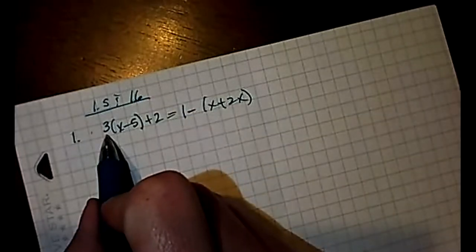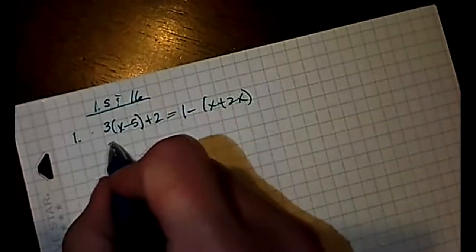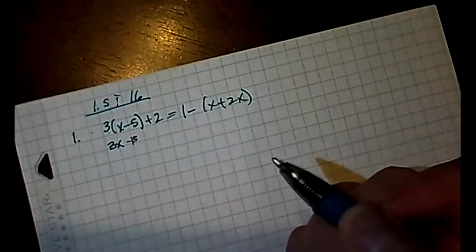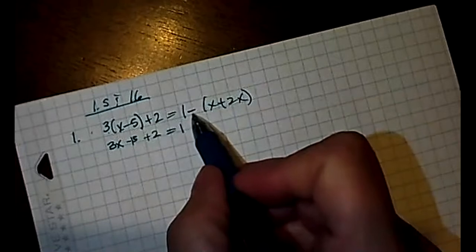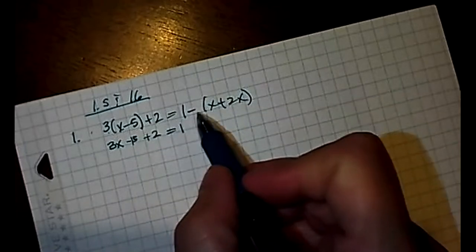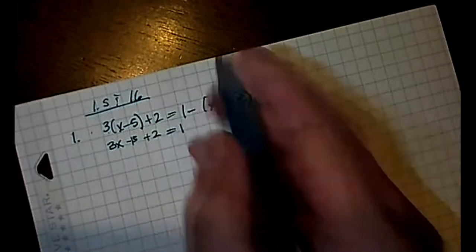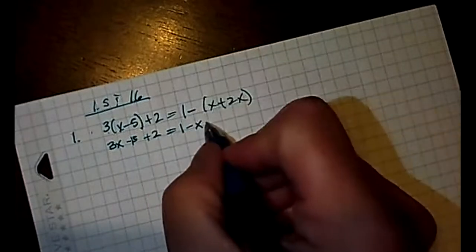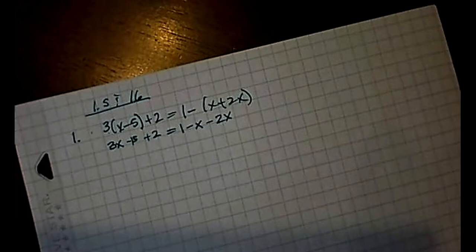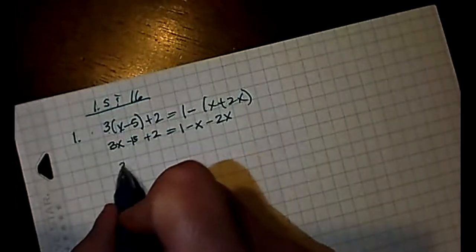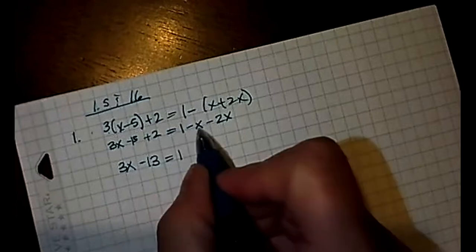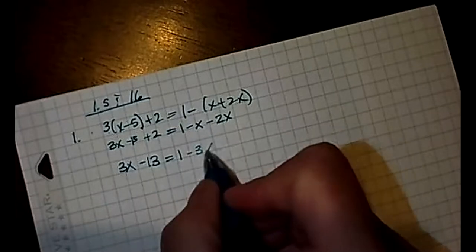So right here, we want to distribute the 3 through. So we're going to have 3x, 3 times a negative 5 is a negative 15, plus 2. Now this is distributing a negative 1 through. That's pretty much what this means, negative 1. So negative 1 times x is a negative x. Negative 1 times a positive 2x would be a negative 2x. So 3x, and then here we have negative 15 plus 2 is a negative 13. And negative 1x minus 2x is a negative 3x.